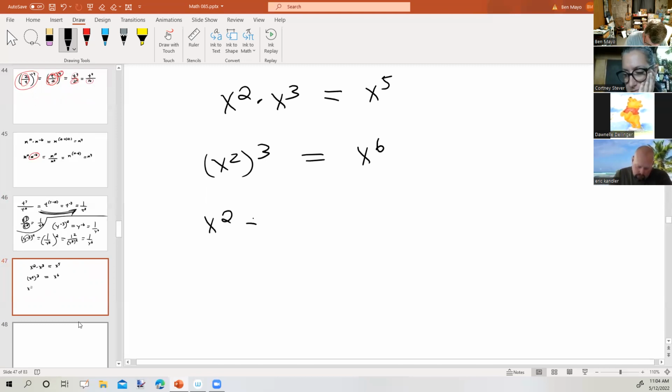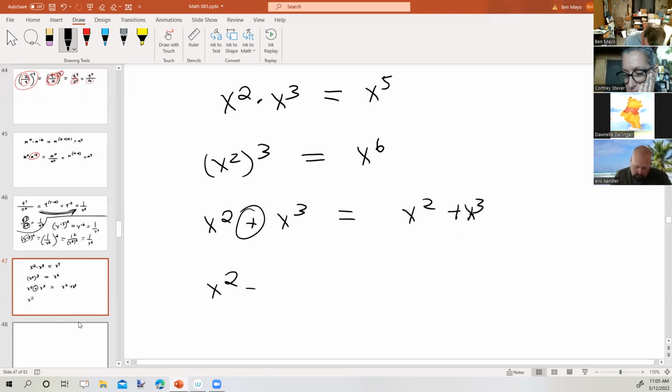X squared plus x cubed. What would that be? Careful. I'm trying to trick you. Do not be fooled. That would be x squared plus x cubed, because we're adding and they're not like terms, so we can't do anything. So you've got to be careful of the operation.